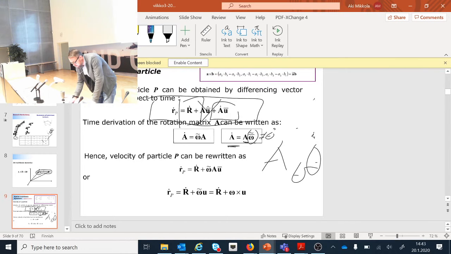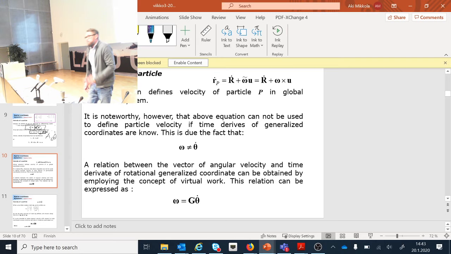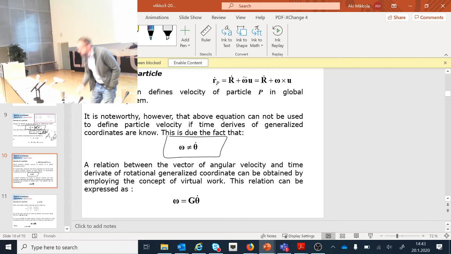Okay, so that's the bottom line, the story that I wanted to tell you. So how can we make these get along? Well, this is repeating what I've just said to you, that the angular velocity and the time derivative of these rotational parameters are not the same. You cannot make them the same, regardless of how you select your generalized coordinates. Even if you select them as Euler angles or Euler parameters, regardless of the sequence of Euler angles, they're not the same. And that's a big difference.